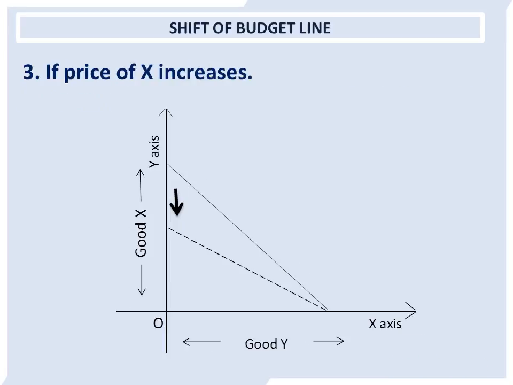Next, if price of X increases, now can you see that we have taken good X on Y axis. If price of X is increasing, then you will reduce the quantity of good X. So as you can see through the arrow, on Y axis we have reduced the quantity of good X, but the quantity of good Y is the same. So the budget line is not going to shift entirely, but in this way we will show a change in the quantity of good X, but good Y will be at the same point.